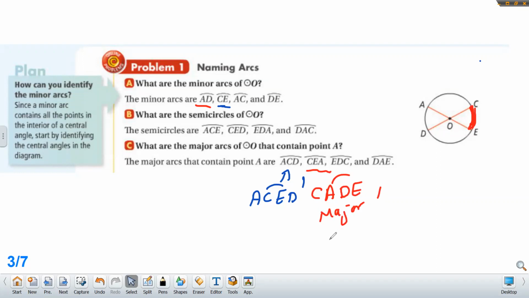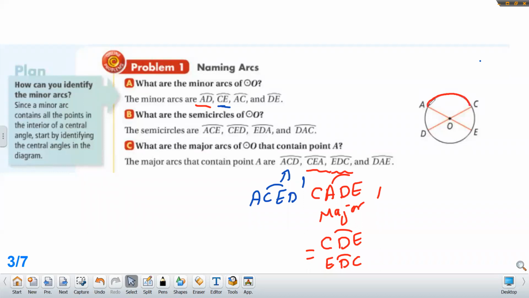Or I can say C, D, E. Yes, it's true. Both are true. Or for the rest, I can say even the opposite, right? Here he said it as E, D, C. Both are the same arcs, right? Look at the next.